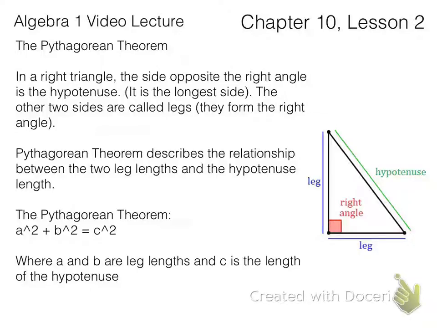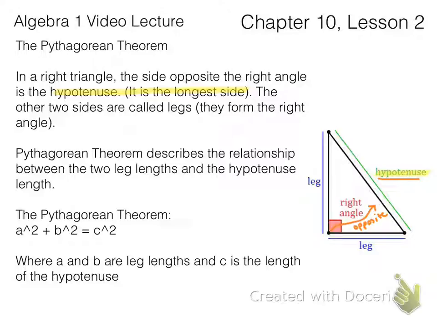Good morning. This recording is for Chapter 10, Lesson 2, the Pythagorean Theorem. In a right triangle, the side opposite the right angle is the hypotenuse. That is the hypotenuse. It is opposite the right angle. The hypotenuse is also the longest side of a triangle.